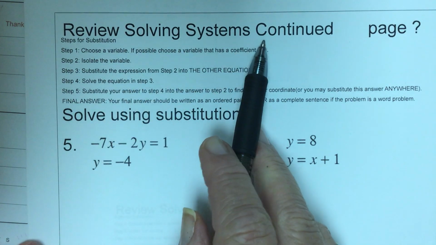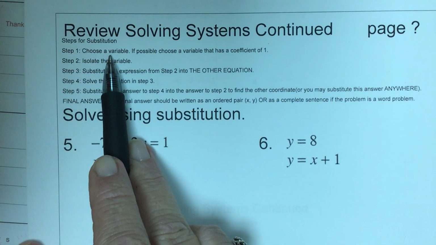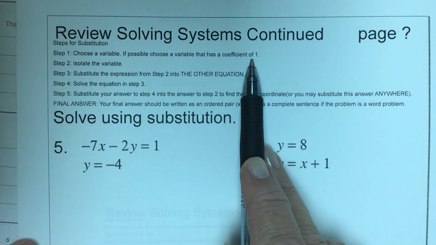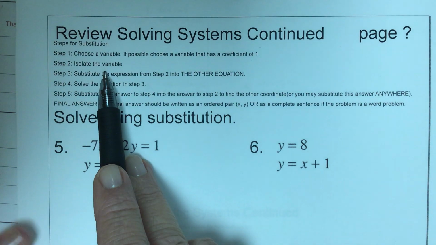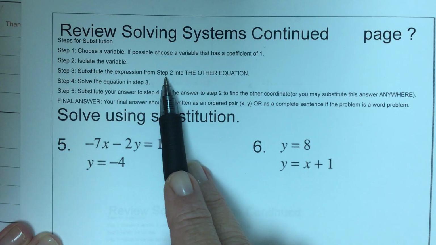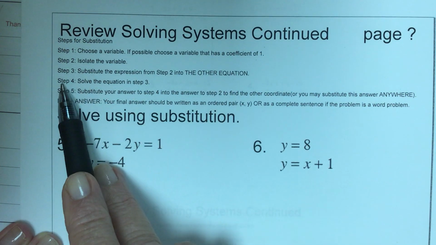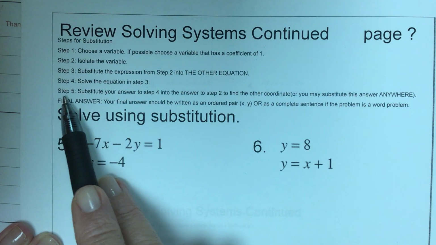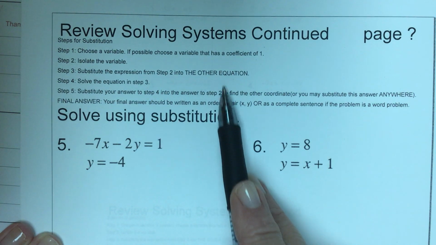Okay, so here's my steps for substitution. Step 1, choose a variable. If possible, choose a variable that has a coefficient of 1. Step 2, isolate the variable. Step 3, substitute the expression from step 2 into the other equation. That's very, very important. Step 4, solve the equation in step 3. Step 5, substitute your answer to step 4 into the answer from step 2.